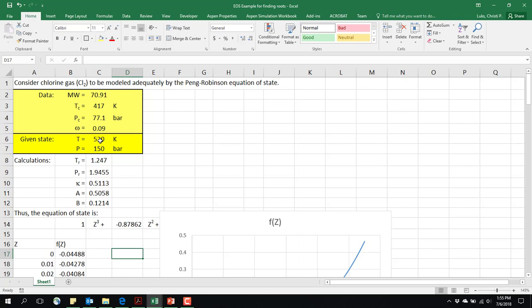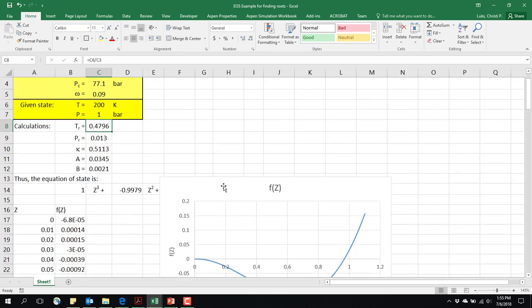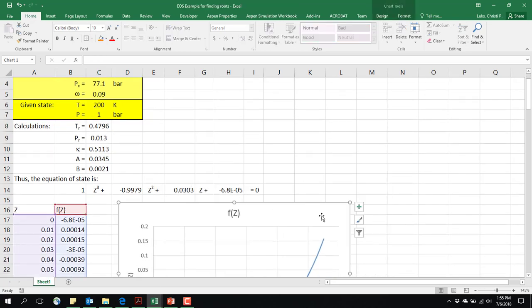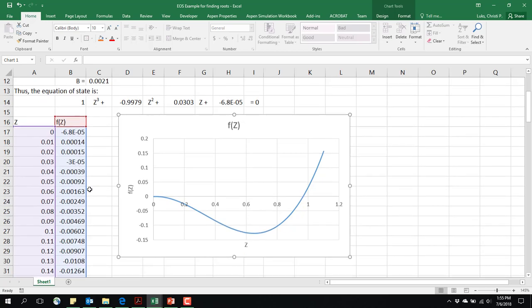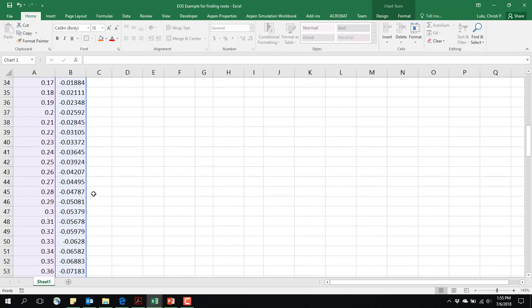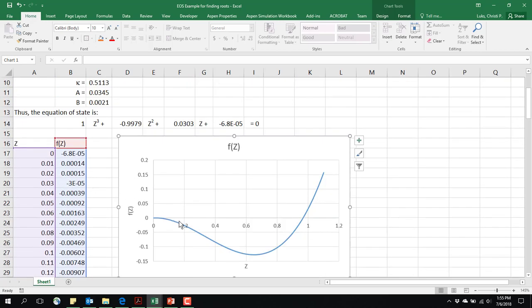Let's look at these other two cases that I had mentioned. My next case was 200 Kelvin and 1 bar. And you'll see that it recalculated all my parameters. My polynomial has now changed. And if we look at this, we see that the answer is very close to 0. And if we look over here, yes, that's indeed what we're seeing. Something very close to 0 is going to be my answer. This is going to be something that's more liquid-like, the other is more vapor-like.